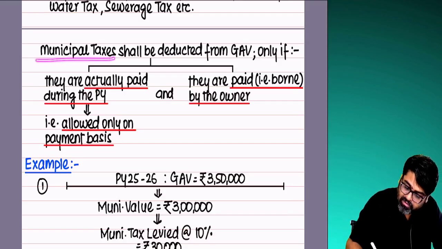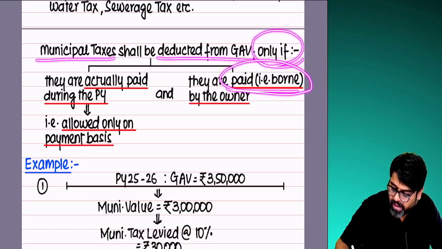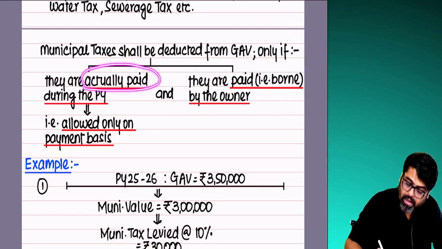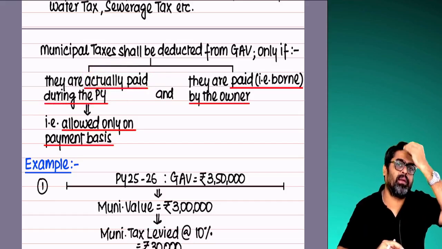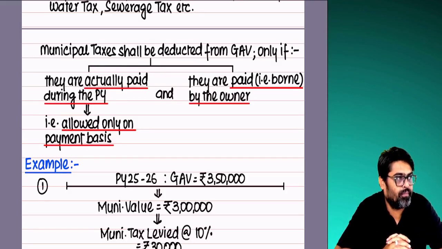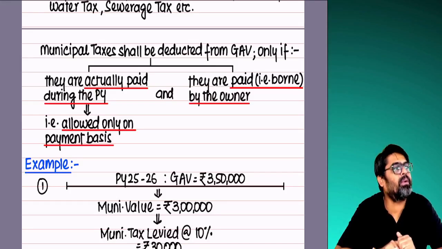So municipal taxes shall be deducted from GAV only if they are paid. Paid means borne by the owner. But they have to be actually paid during the previous year, meaning that the deduction is allowed on payment basis. So now tell me one thing. If this previous year 25-26, the municipal tax amount was 20,000. How much?